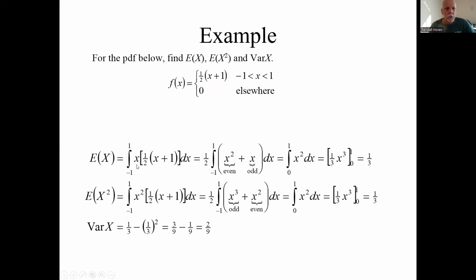Well, the mean, you just put in x times the PDF, which is this guy, and it's only from -1 to 1. Oh, I can pull out the 1/2. I get x squared plus x. X itself is an odd function. X to some power is odd if the power is odd and even if the power is even. So the odd guy is going to be 0.